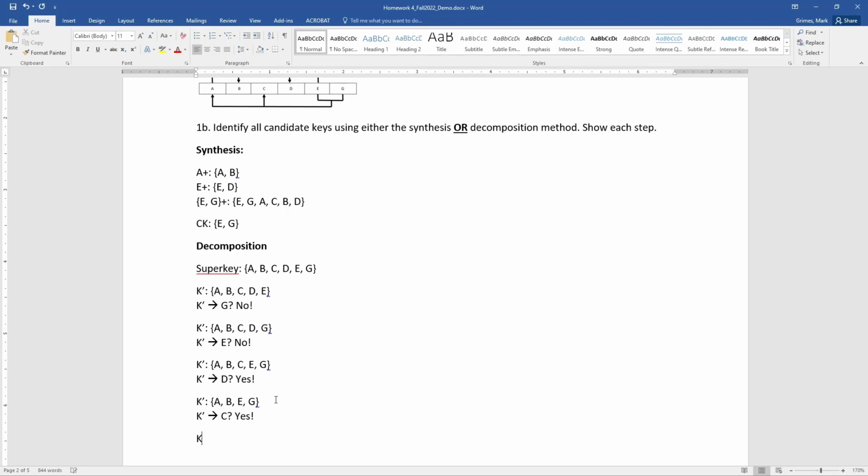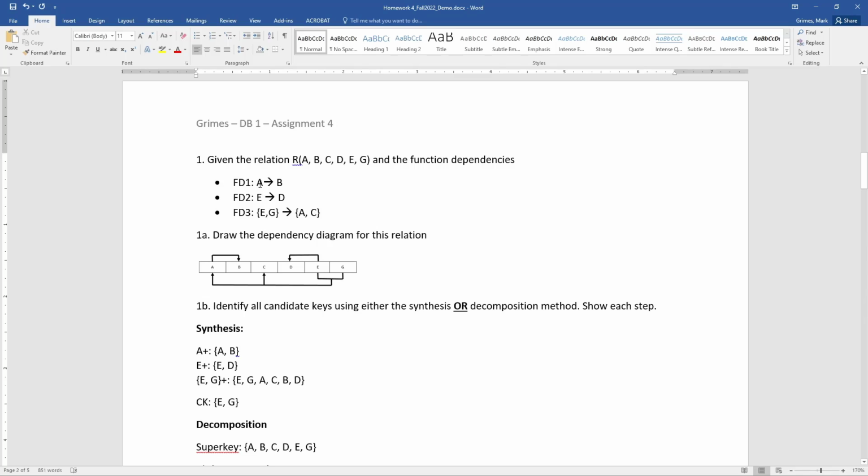Now let's try one more time. We'll set our value of K prime to be A, E, G. And then we're going to ask, can K prime functionally determine the attribute we just removed, which in this case is B?